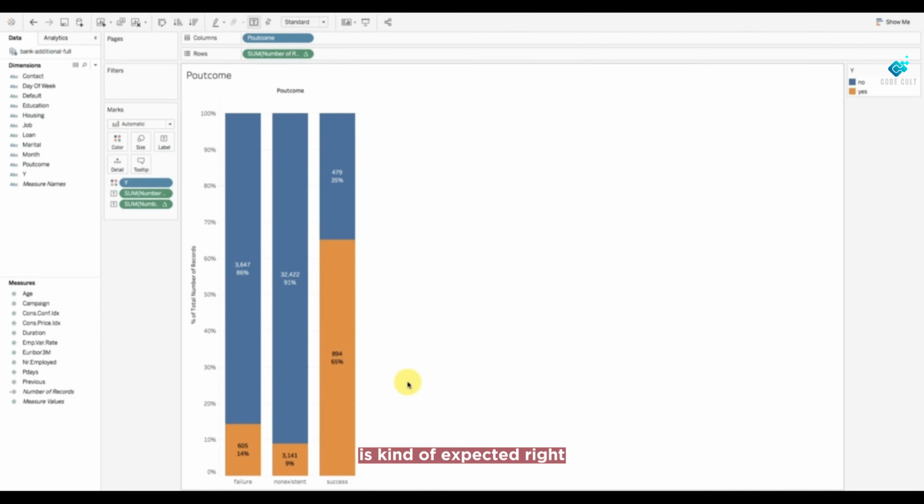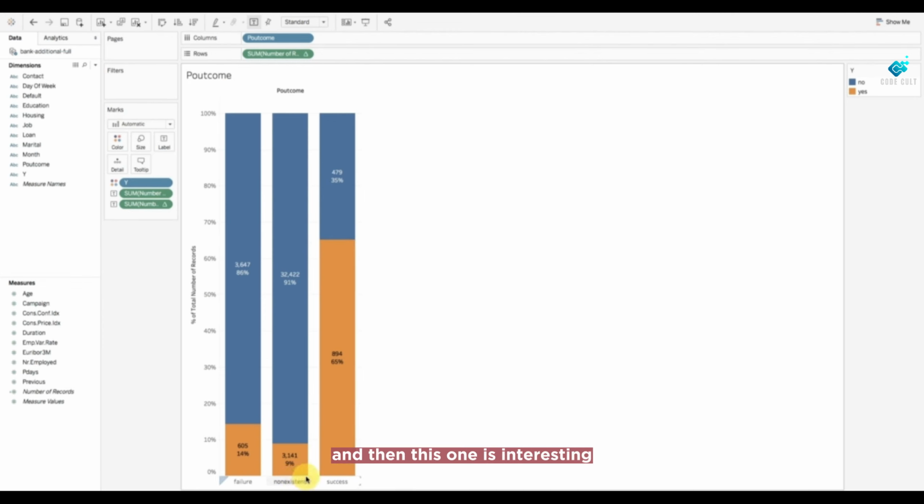It's kind of expected, right? So if a person already said yes to our product or a product before, then maybe they're loyal to us, they like our bank and so on. So they're probably going to say yes again. So it was expected, but this percentage is really high, 65%. So that's really good. So something to point out.